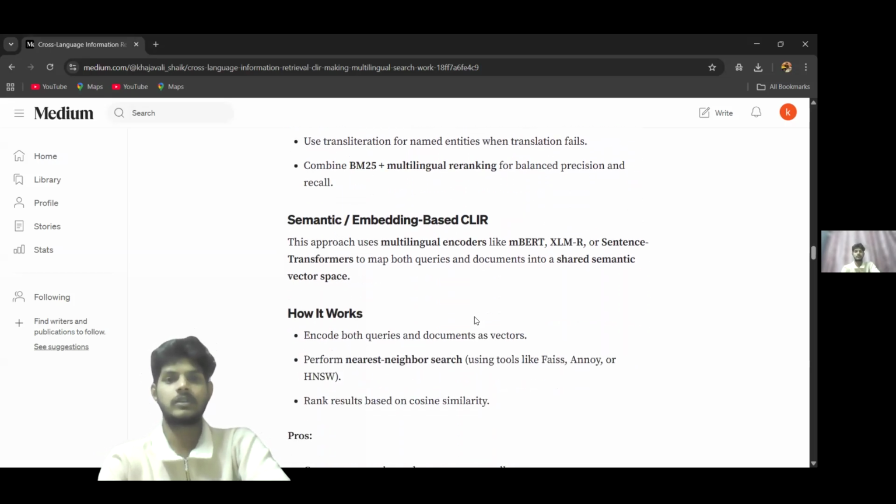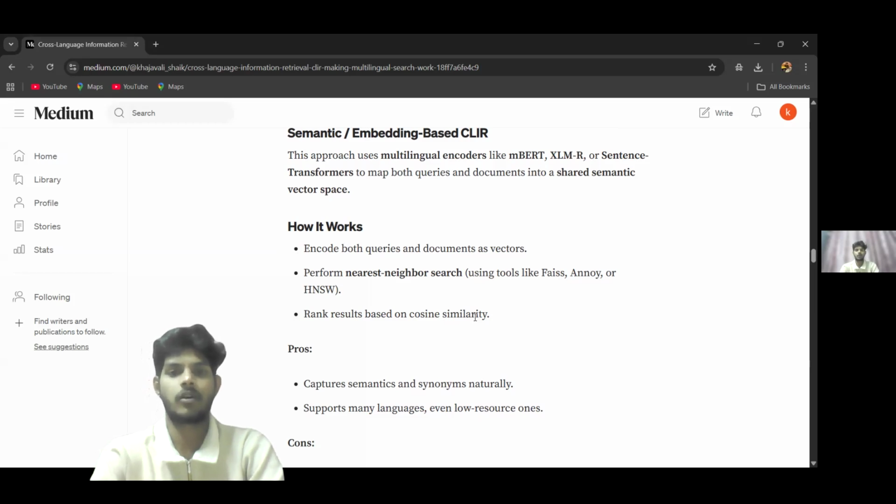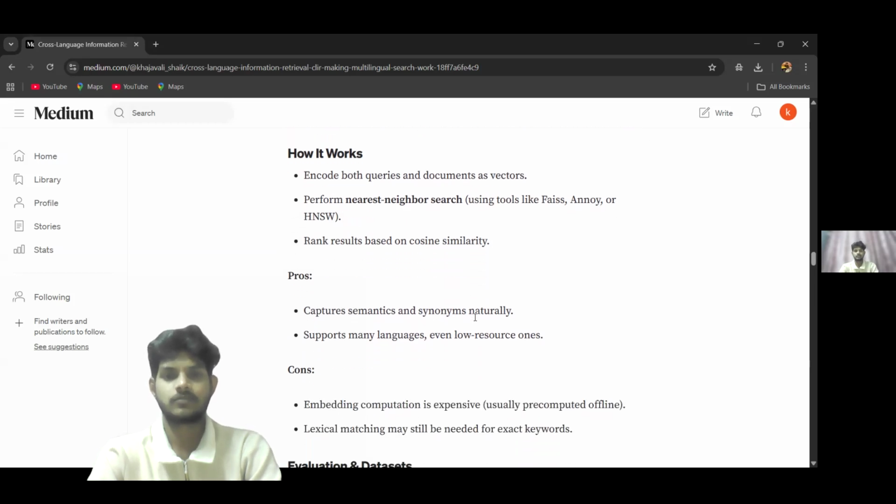The other approach is semantic or embedding based cross-language information retrieval. This approach uses multilingual encoders like mBERT, XLM-R, or sentence transformers to map both queries and documents into a shared semantic vector space. How it works is encoding both the queries and documents as vectors, performing nearest neighbor search using tools like FAISS, ANNOY, or HNSW, and ranking results based on the cosine similarity.